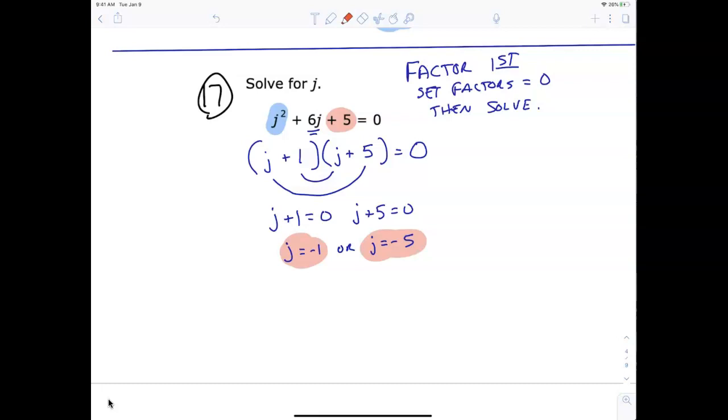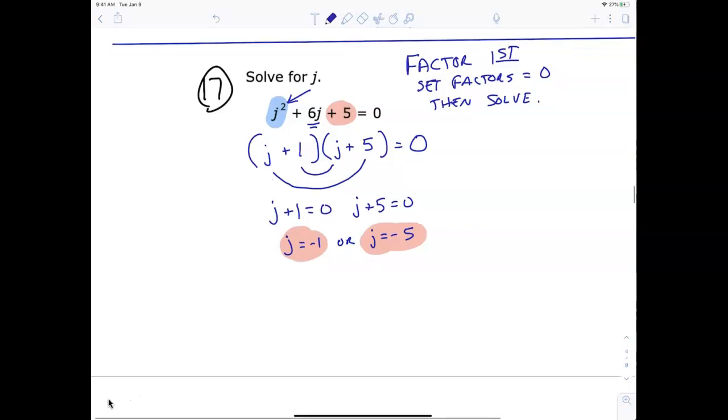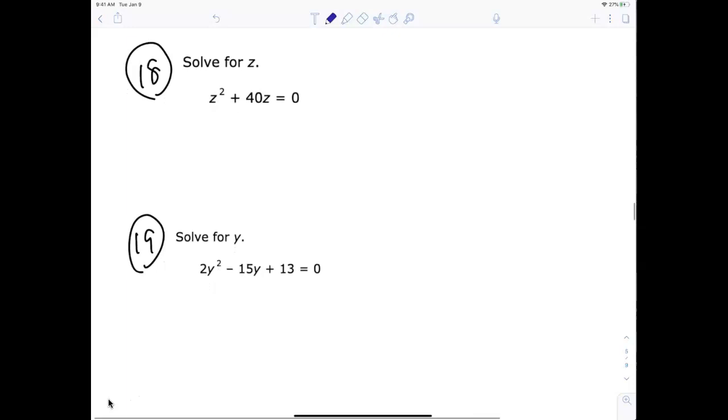How did I know there were 2 solutions again? Because it was to the what? To the second power. So basically, if they're not factored, you have to factor. Then you set the factors equal to 0. Then you solve. Okay?